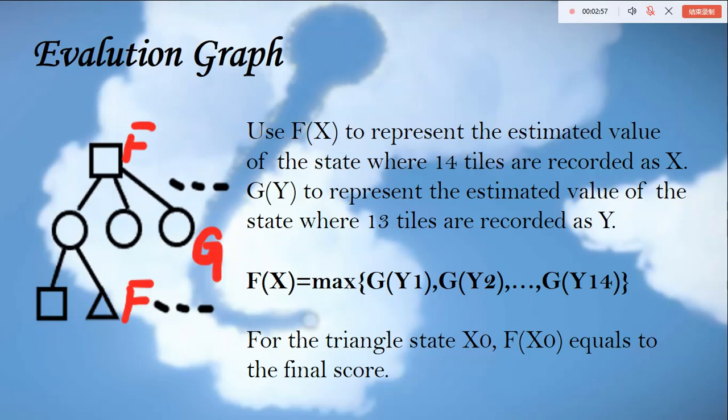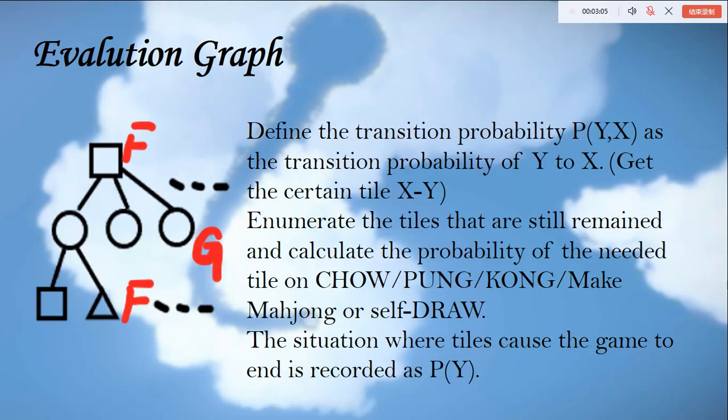And for the triangle state x0, f of x0 equals the final score, considering the difference between the scores of self-drawing and making mahjong from opponents. I simply use 1/4 and 3/4 to sum them up. As for the calculation of g of y, it will be very complicated.